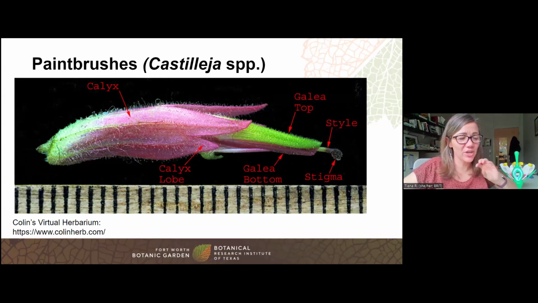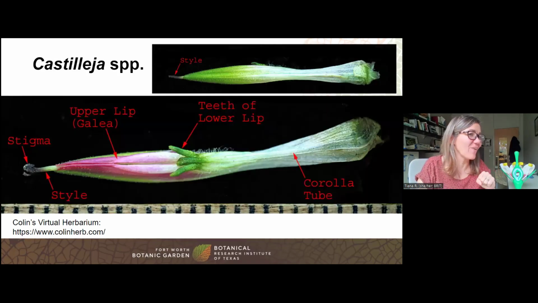Terminology that was relatively new to me was the term galea for the petals, for the corolla, which has to do with the kind of form it takes. I don't see this consistently applied. So Google it, take it for what you will, and win at Scrabble if you want to take the term galea off. And then you've got your stigma and then the style, which holds up that stigma, right? Your female part. Okay, cool.